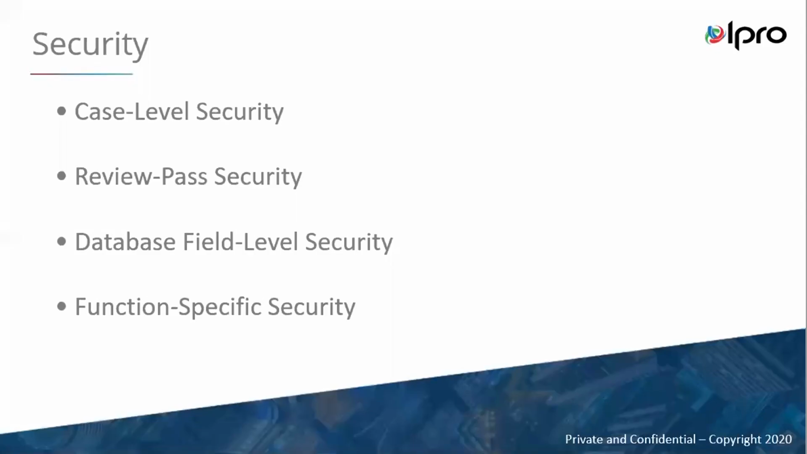Case-level security involves defining which users will be allowed to open a case and their privileges when working in the case. Review pass security involves defining which users are assigned to batches and what privileges they have while working within each batch. Database field-level security also exists for cases. By default, most fields in the database can be viewed and changed by anyone assigned to the case. As needed, the super or case administrator can set individual field-level security for a case at the group or user level.